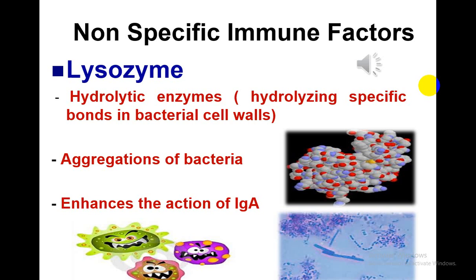It acts by lysis of gram-positive and gram-negative bacteria, as it hydrolyzes specific bonds in the bacterial cell walls. It also attacks bacteria through aggregation of cell suspensions of some bacterial species. An important action of this lysozyme enzyme is the enhancement of the action of immunoglobulin A. So this enzyme is considered to be a link between the specific and non-specific immune systems in the oral cavity.